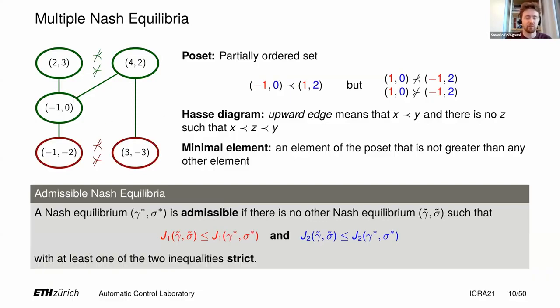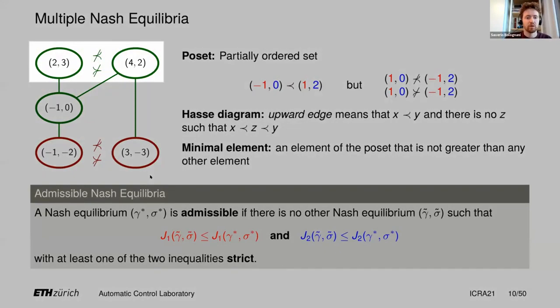So in complicated games, you have multiple Nash equilibria, and you can draw them. Typically what people use is a Hasse diagram that basically has a vertical line, an edge, every time one Nash equilibrium, or one element of the poset, is smaller or equal than another one, and there's nothing in between. Of course, there are also Nash equilibria in a partially ordered set whose elements are not comparable. In this case, player one would prefer this one, player two would prefer the one to the right.